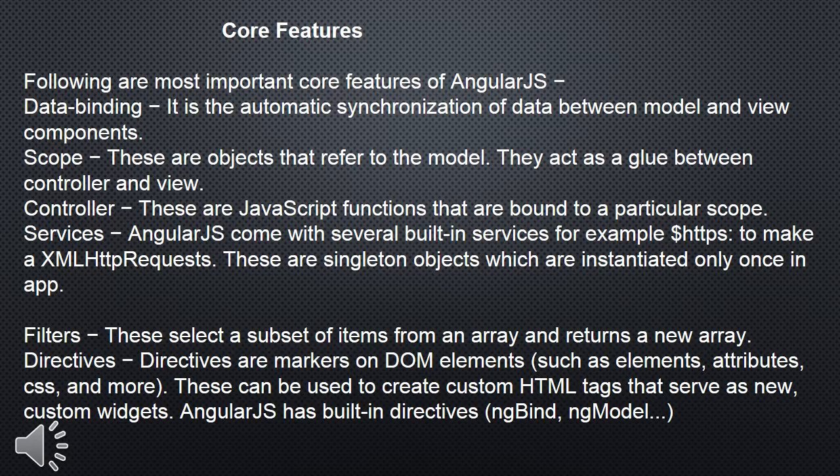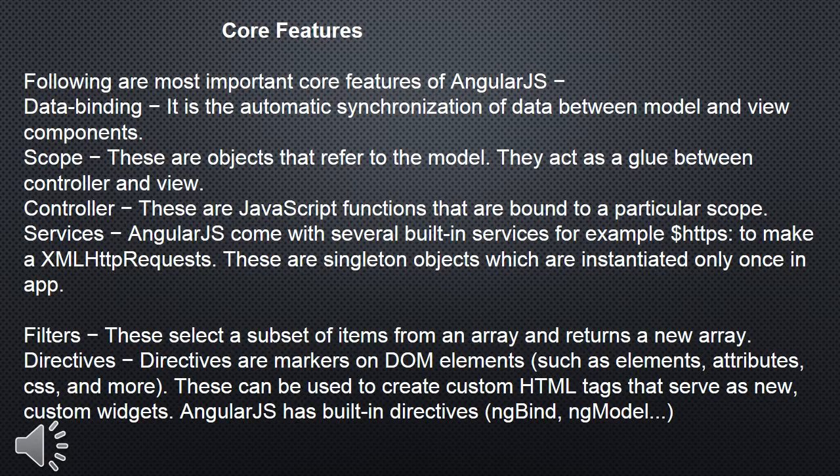Controller: these are JavaScript functions that are bound to a particular scope. Services: AngularJS comes with several built-in services, for example $http, to make XMLHttpRequests. These are singleton objects which are instantiated only once in the app. Filters: these select a subset of items from an array and return a new array.